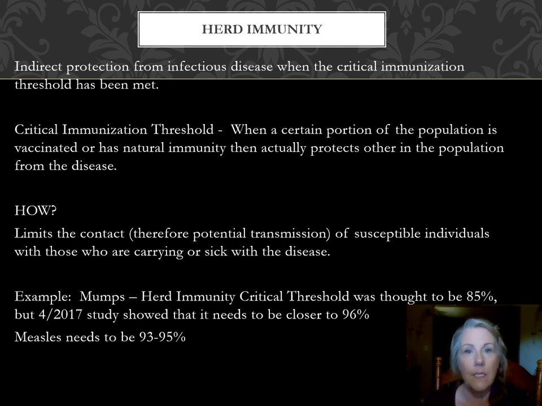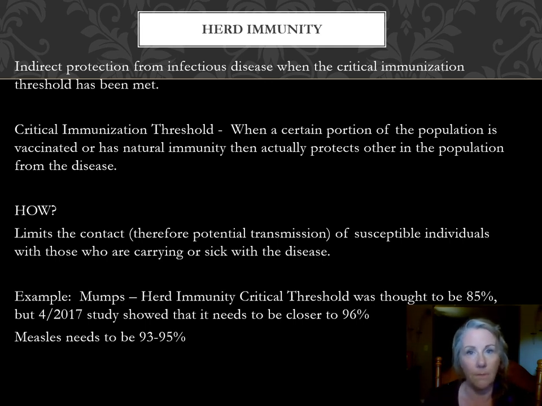What do we know about measles? So with measles, we are still having outbreaks. Not a whole lot of people, but the critical immunization threshold is between 93 and 95%. But when we look at the population, the number of people getting immunized against measles is dropping, right? So when that drops, the critical immunization threshold has not been reached, and therefore there will be no herd immunity.